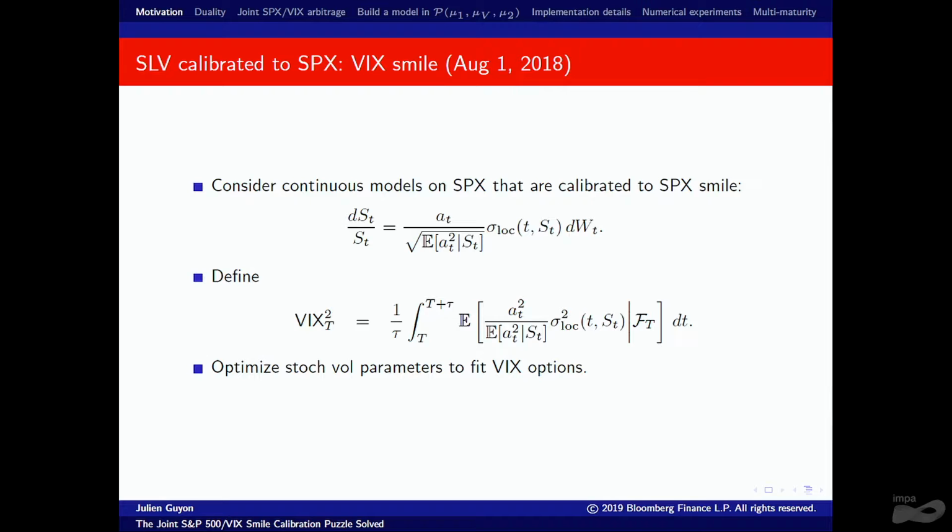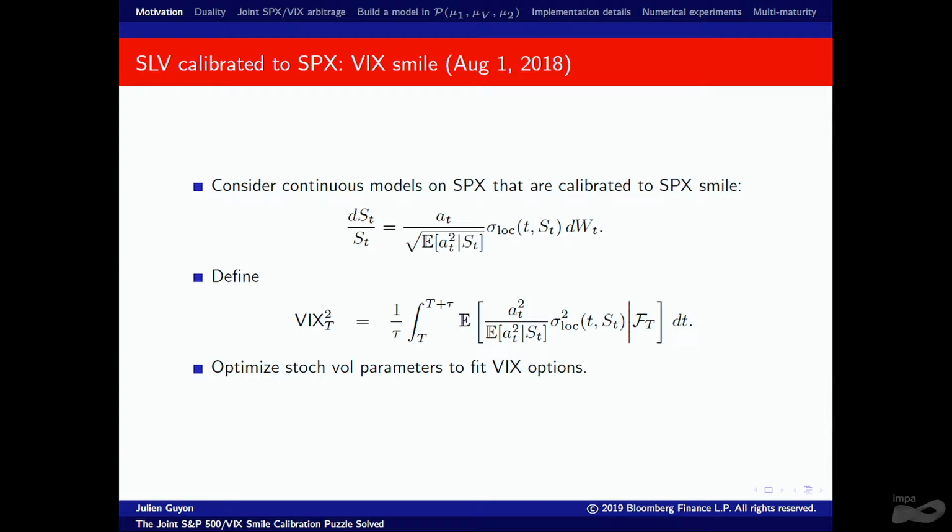So a classical way of doing that, you would consider all the continuous models on the S&P that are calibrated to the S&P SMILE. They are of this form, right? We know that A is just any stochastic volatility model, okay? And if you just decorate it with a leverage function, which is the Dupire local volatility divided by the square root of the conditional expectation of the instantaneous variance given the spot, this describes all the continuous models calibrated to the S&P SMILE for a full surface of implied volatilities. So any choice of A will lead to a model that's calibrated to the S&P SMILE, and then you can optimize on A so as to calibrate to the VIX options and VIX future.